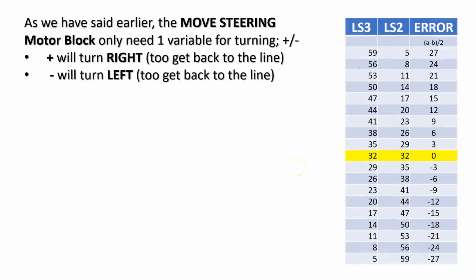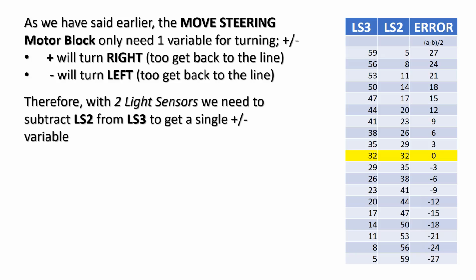As we said earlier, the move steering motor block only needs one variable with a plus or minus. Plus will make it turn right to get back to the line, and minus will make it turn left to get back to the line. Therefore, with 2 light sensors, we will need to subtract light sensor 2 from light sensor 3 to get the single plus or minus variable, as you can see in the outside line.